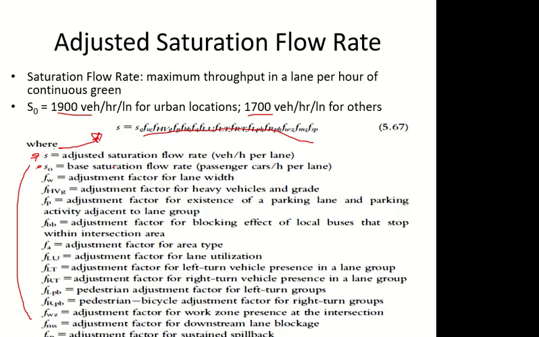Okay, so what are the adjustments we have? We have adjustment for lane width, adjustment for heavy vehicle and gradient, adjustment for a parking lane beside your lane, if there's a parking area beside your lane, like on the side of the road. Adjustment for local buses blocking the intersection.